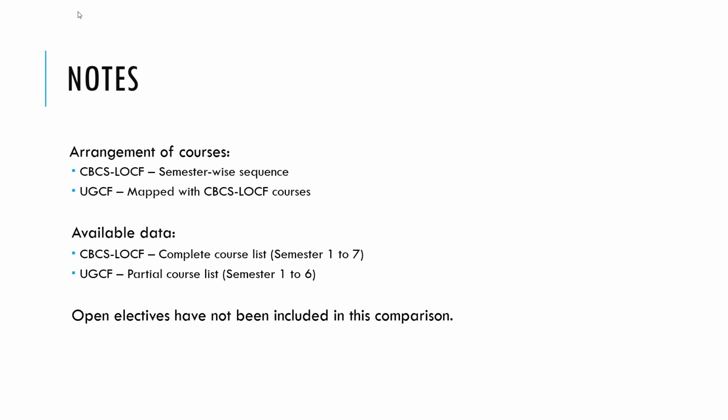Now for CBCS, I have the complete syllabus from semester 1 to semester 7, whereas for UGCF, no one has yet the semester 7 syllabus, so we just have partial data available with us, semester 1 to semester 6. And the open electives earlier and now have not been included in our comparison. So let's begin with the comparative study.